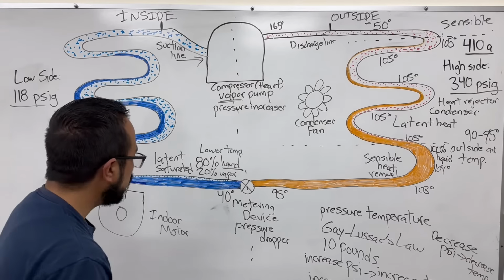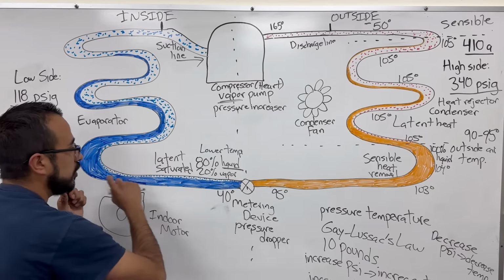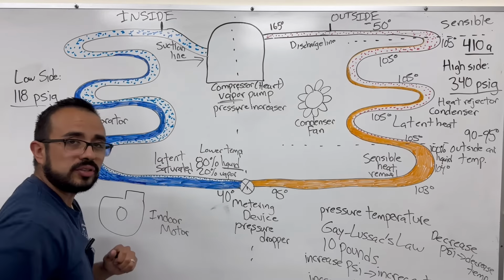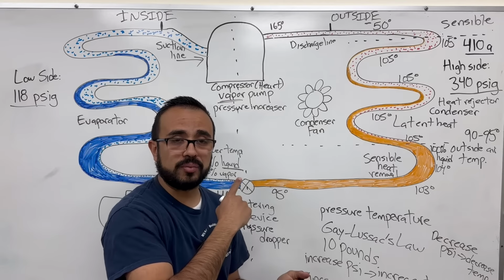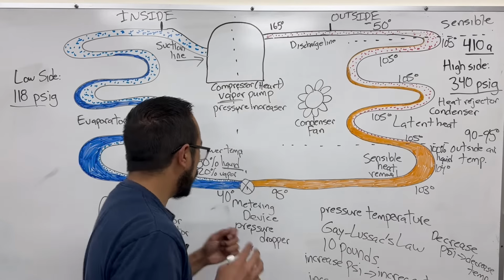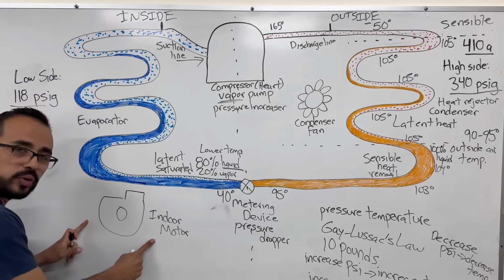So how do we do it so that this 80% liquid doesn't end up in the compressor? How do we do that? Because it's a vapor pump. We only want vapor molecules going into that compressor. Well, we've got the indoor motor.